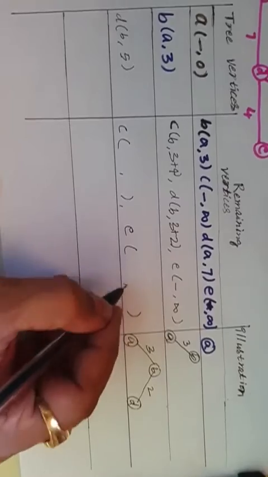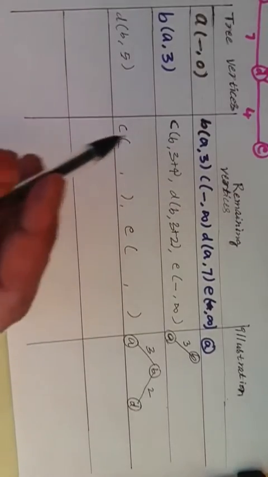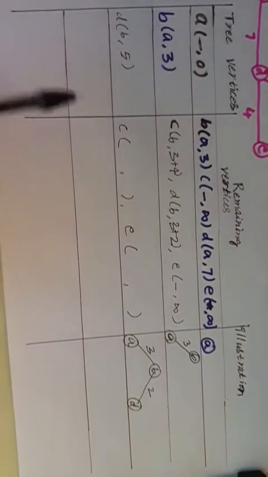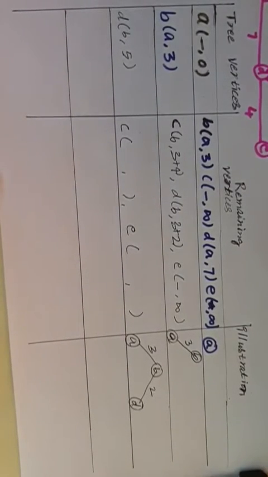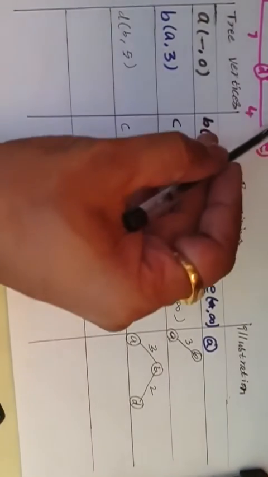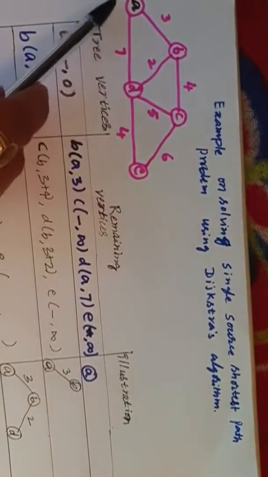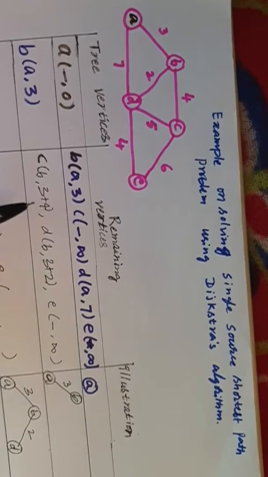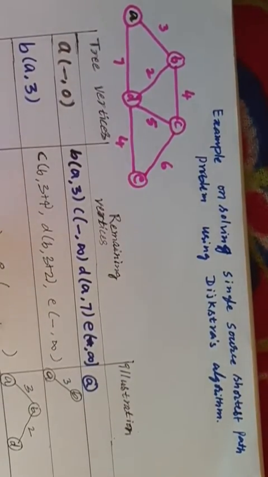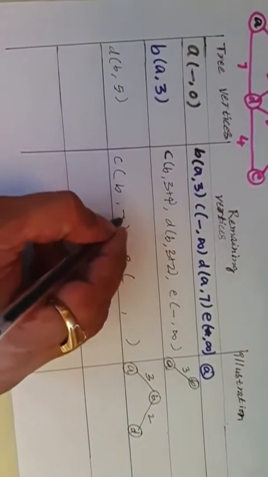Now update the cost of c and e. From c we can already reach a with the cost 7, that is through b. Is it possible to reach a from c through d also? Verify it. Yes, it is possible, as you can observe in this graph: c to d and then d to a. Its cost is 5 plus 7, 12. But 12 is not less than our existing cost 7. Hence I am going to retain the previous values for c as b comma 7.